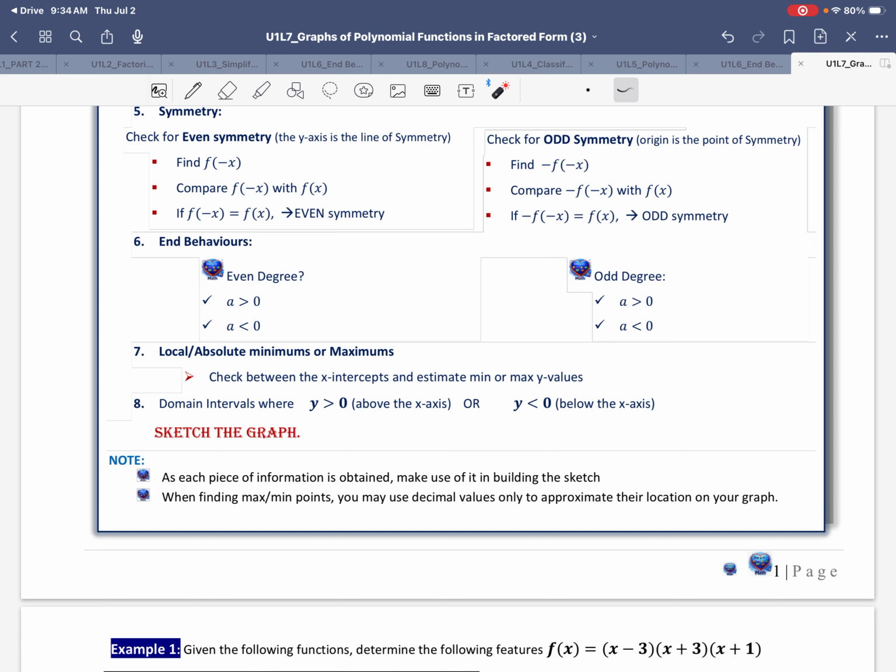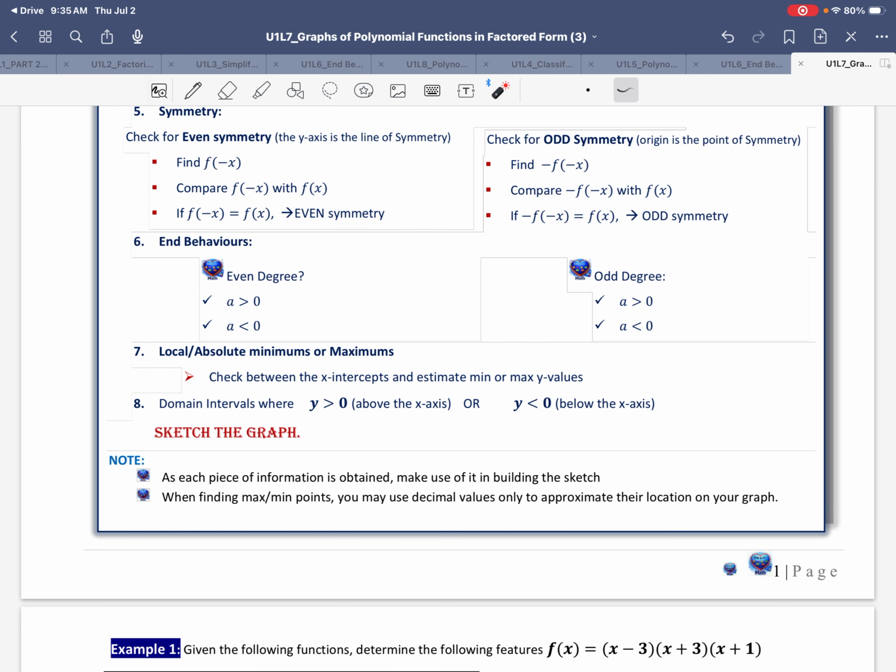And each step, when completed, will lead you to a better understanding of when, where, and how to find or to determine the measurements of the next steps. Also, when determining max and min points, you may sometimes obtain decimal values, and that is perfectly acceptable when you're using those values to approximate the location of turning points on your sketch. But whenever possible, determine the exact value. But if an exact value isn't practical, a decimal approximation is completely fine.